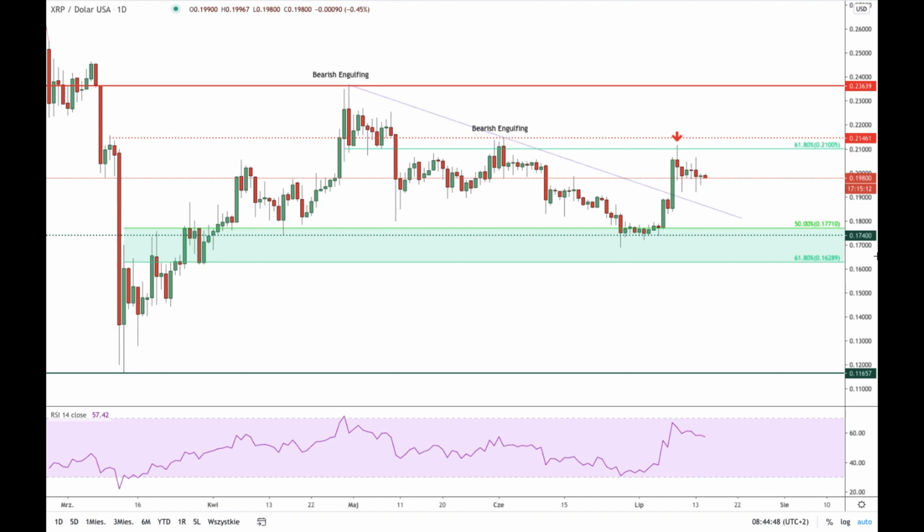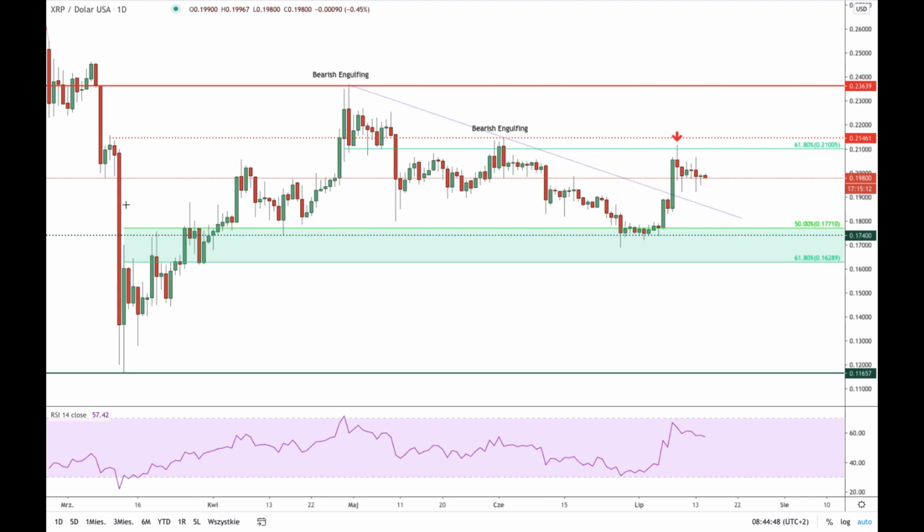Today is Wednesday, the 15th of July 2020, and we are going to take a look at the XRP quoted to American dollar daily candlestick chart. So let's start from the beginning. One of the most important levels on this chart is the low made in the middle of March 2020.